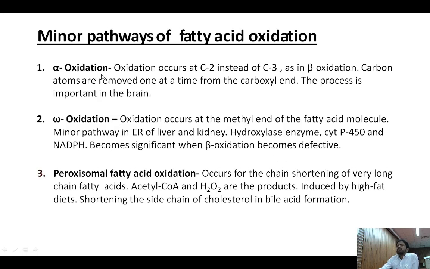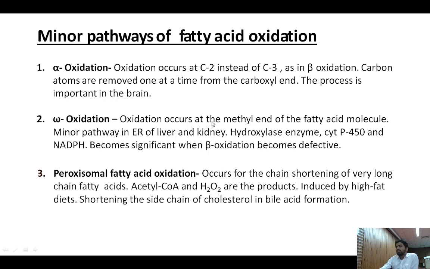Some one or two more important points about minor pathways. Alpha oxidation occurs at C2 instead of C3. I told you, from the COOH side, the C of the COOH is carbon number 1. C2, the next carbon to COOH, is the alpha carbon, the next carbon to C2 is the beta carbon. Like this, if fatty acid oxidation starts between C2 and C3, it will be beta oxidation. But if it happens at the COOH and C2 level, then it is alpha oxidation. So one carbon atom is removed at a time from the carboxyl end. The process is important in the brain. So alpha oxidation, remember, in the brain it's important.